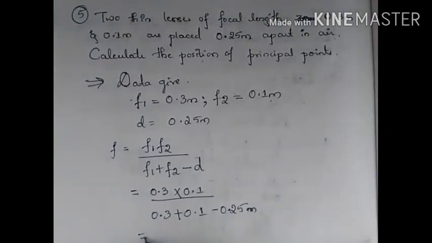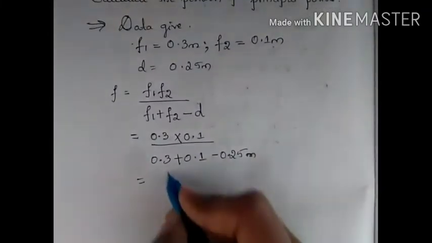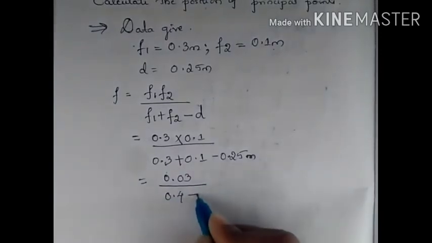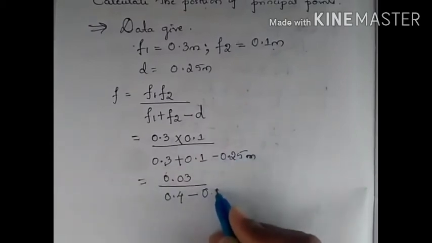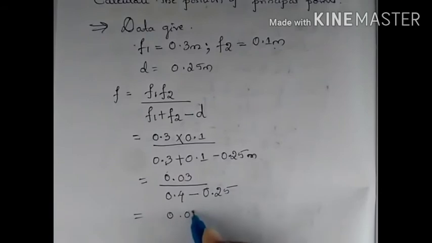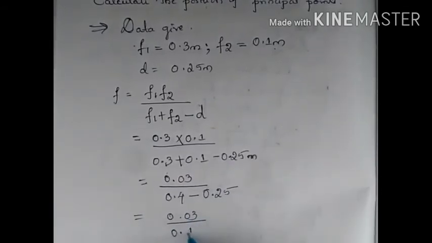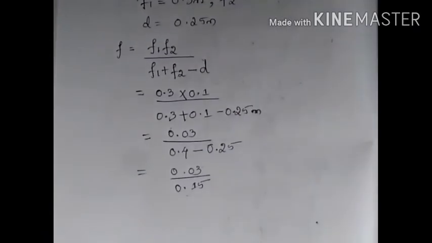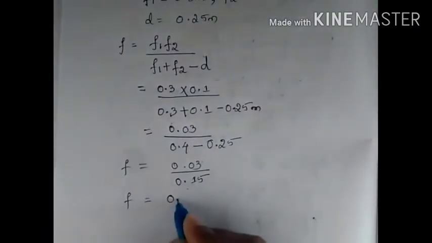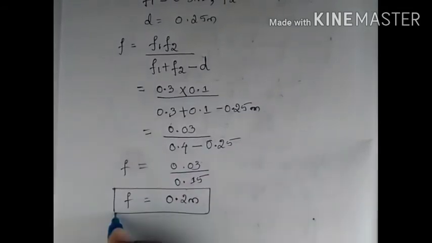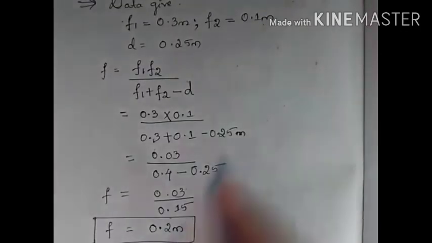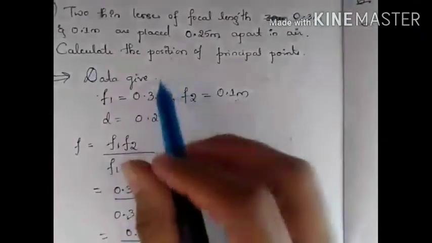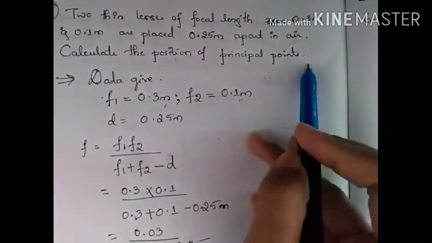Now 0.3 multiplied by 0.1 is how much? It is 0.03. So 0.3 plus 0.1 is 0.4, from which we subtract 0.25. So 0.03 divided by 0.15. 3 ones are 3, 3 fives are 15. So 1 by 5 is 0.2 meters. So f is equal to 0.2 meters. So the equivalent focal length for the two thin lenses with focal lengths 0.3 meters and 0.1 meters is 0.2 meters. Now next we have to calculate the position of the principal points.